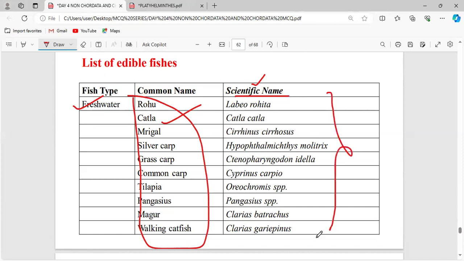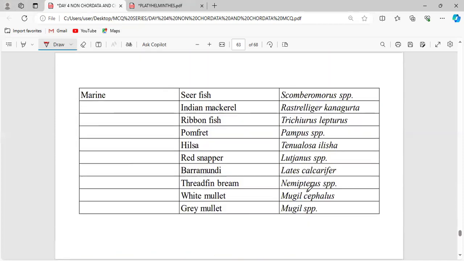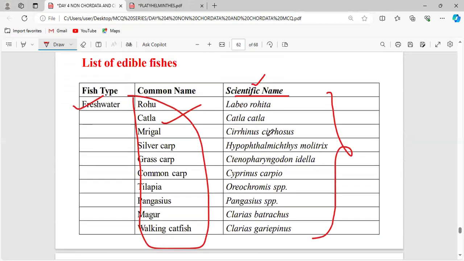These are all the freshwater fish. That is important. And marine water fish: hilsa, pomfret, and gray mullet are the frequently asked questions. If they ask about marine fishes, these names will come in the options. Just be aware of the list and have a look at it. You have to know which are the marine fish and which are the freshwater fish.